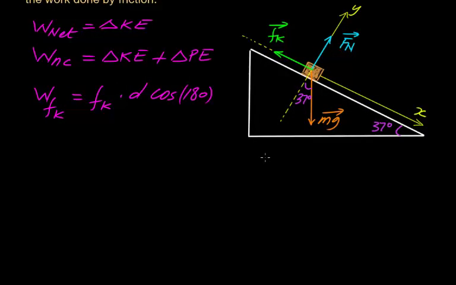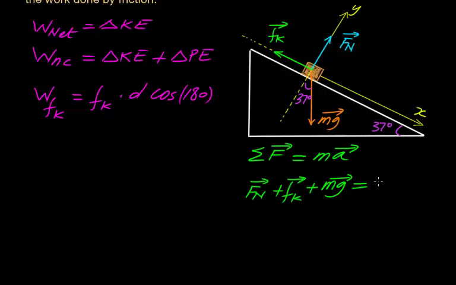The sum of the forces acting on the box equals the mass of the box times the acceleration. There are three forces: the normal force, the friction force, and the weight mg. They all add up to the mass times the acceleration. Now let's break this equation into components. The x component first. The normal force is lined up with the y-axis, therefore its component along the x is 0. The friction force is lined up with the x-axis and pointing in the negative direction, therefore negative Fk.